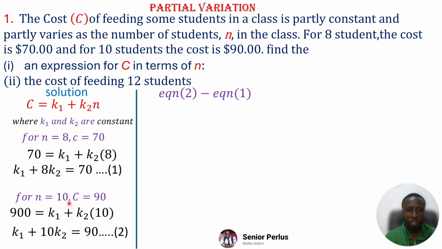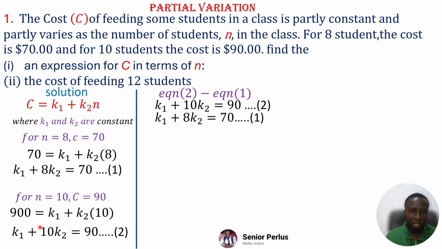So let's solve these equations. I'll use elimination, subtracting equation 1 from equation 2. You can use the substitution method, it's up to you. You know how to solve simultaneous equations. So k1 minus k1 gives 0, then 10 minus 8 gives 2k2, and 90 minus 70 gives 20.